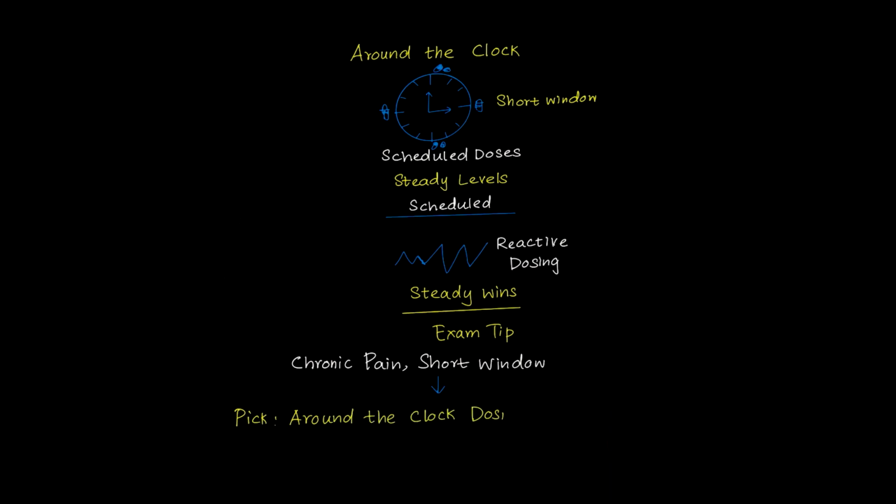Scheduled dosing wins. Here's a D439 OA exam tip for you. When the patient has chronic pain with a short therapeutic window, pick around-the-clock dosing. Quick recall hook. Stay ahead of the pain, clock the doses.